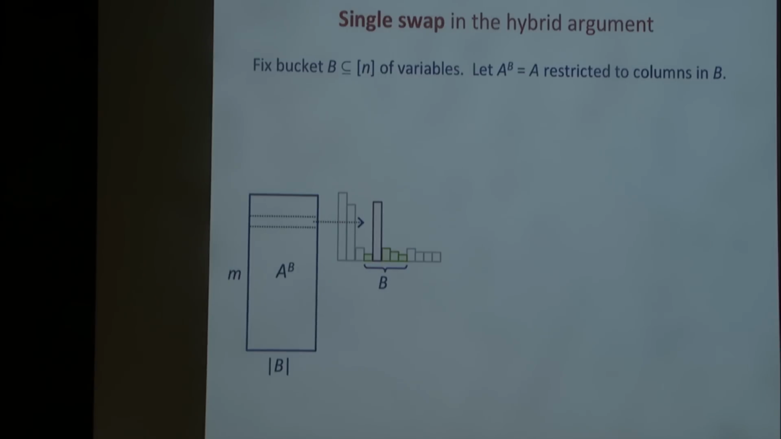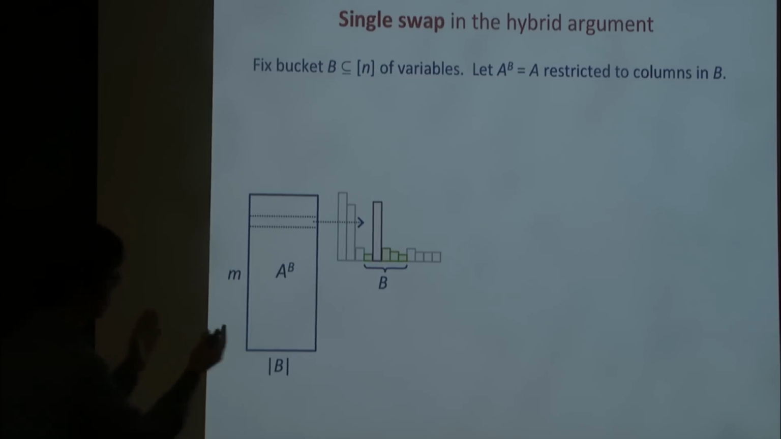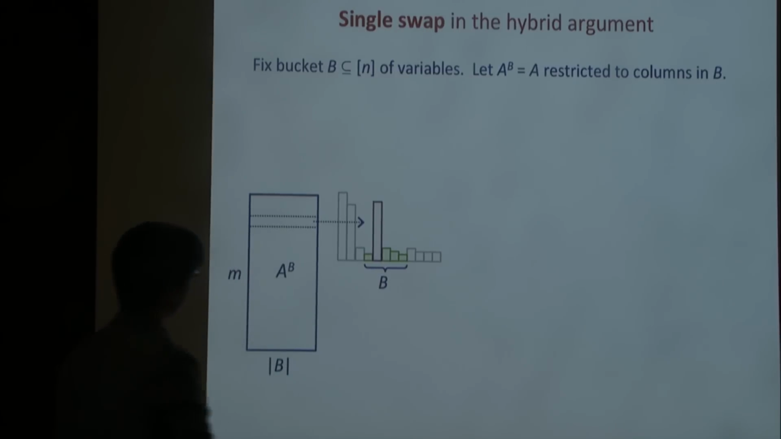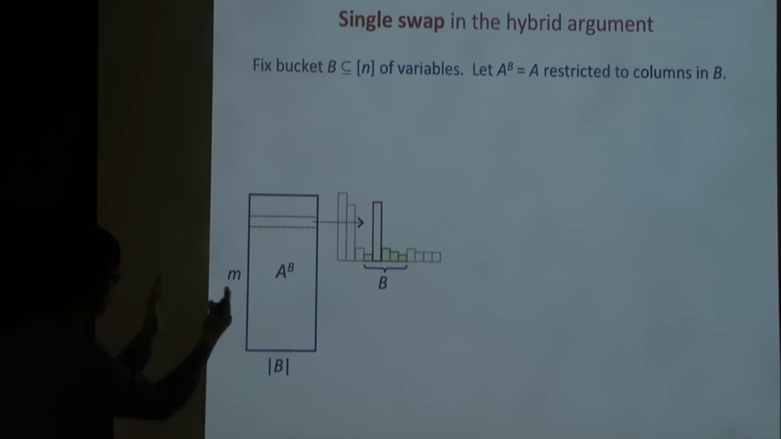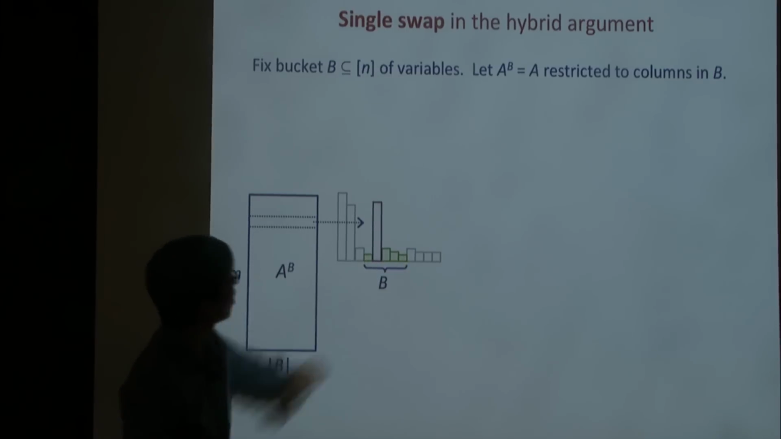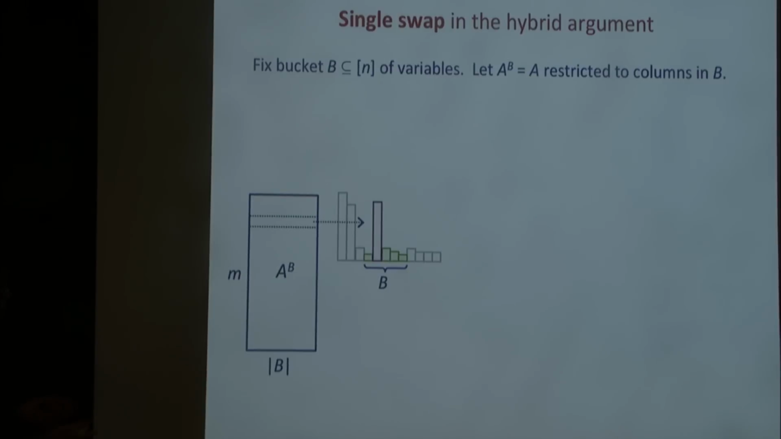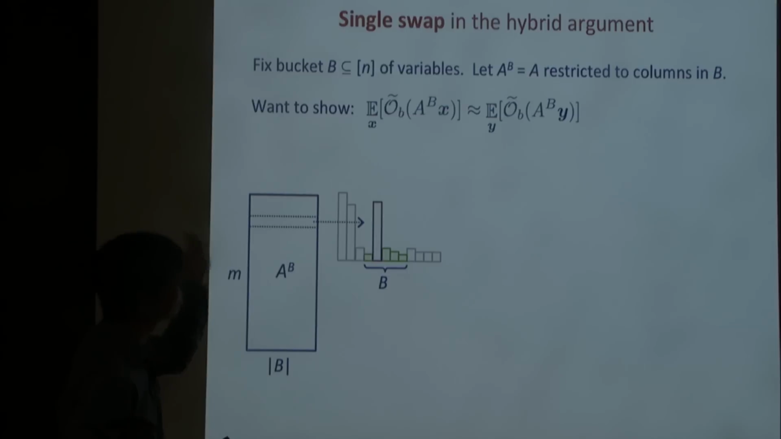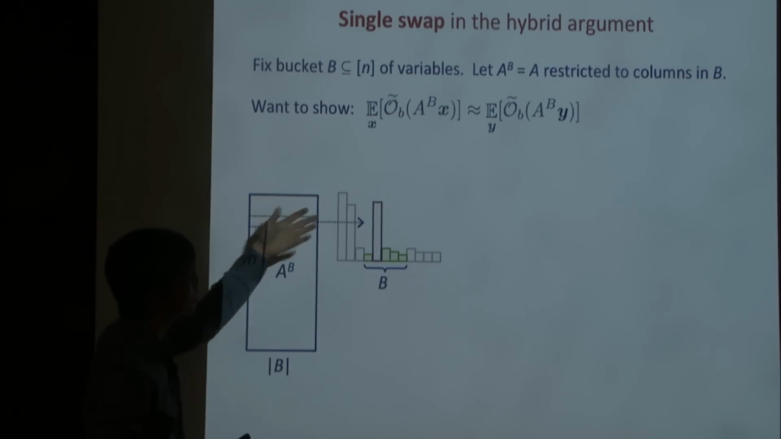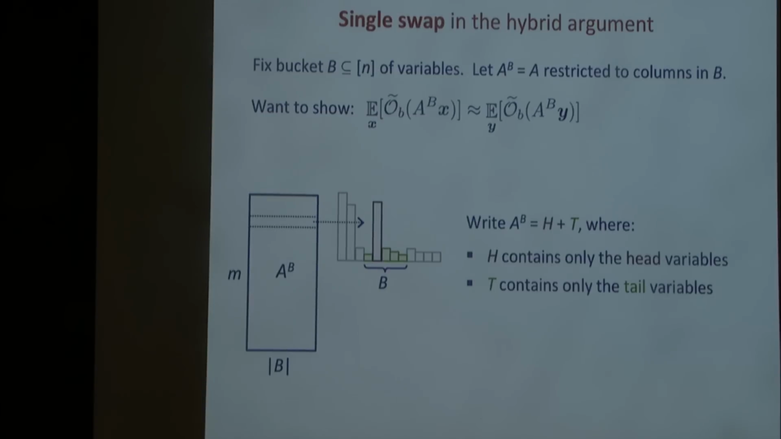Okay, great. So I'm going to focus on this. My matrix A was actually over all n variables. I'm going to shrink it down to just that bucket here, and there could be a spike in there. I'm going to show that when I swap out this bucket, it's roughly the same under uniform versus constant-wise independent.